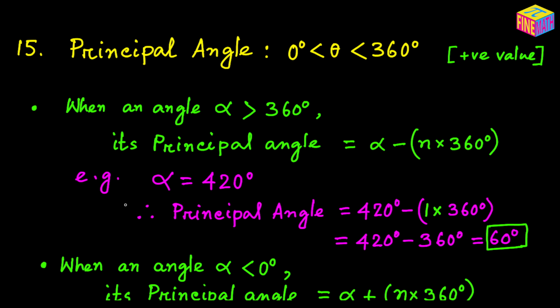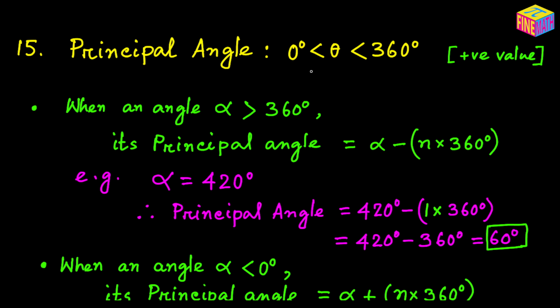So in this first example, if we are given an angle which is greater than positive 360 degrees, then its principal angle can be calculated as the original angle minus some integral multiple of 360 degrees. Our original angle is positive 420 degrees, and its principal angle will be 420 degrees minus some multiple of 360, so that the value comes within the range of 0 to 360. Here I am subtracting one multiple of 360, so that the final answer becomes 60 degrees, which is within the range of a principal angle.